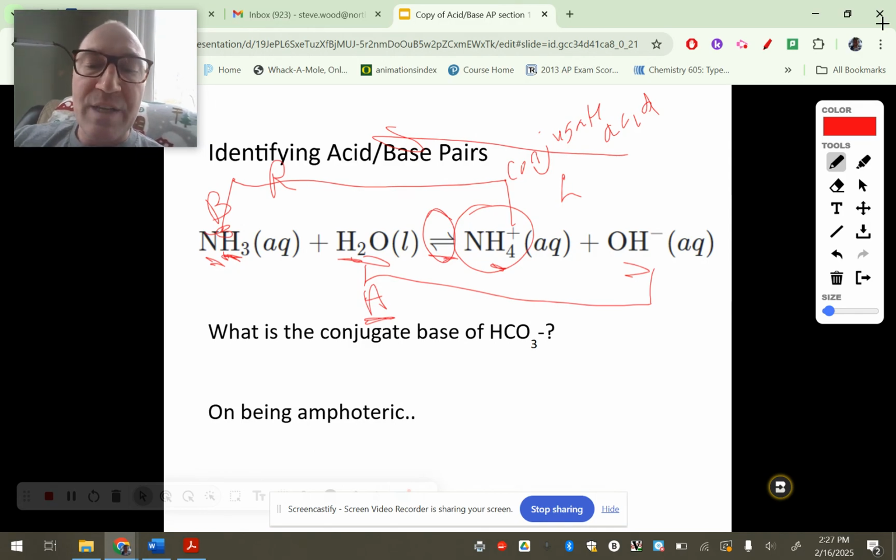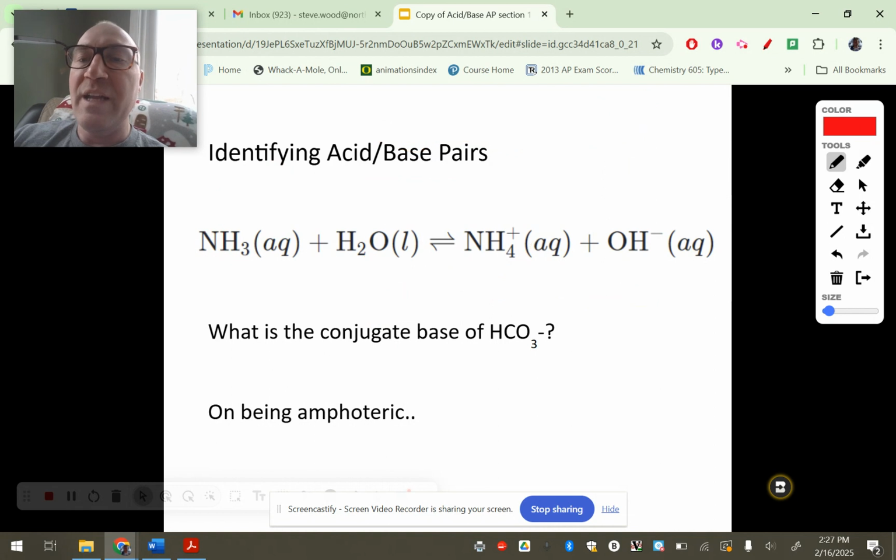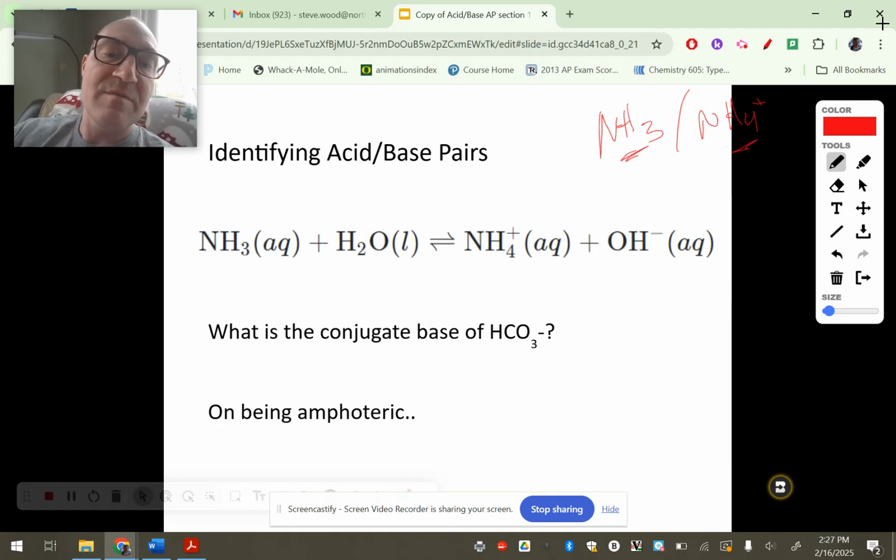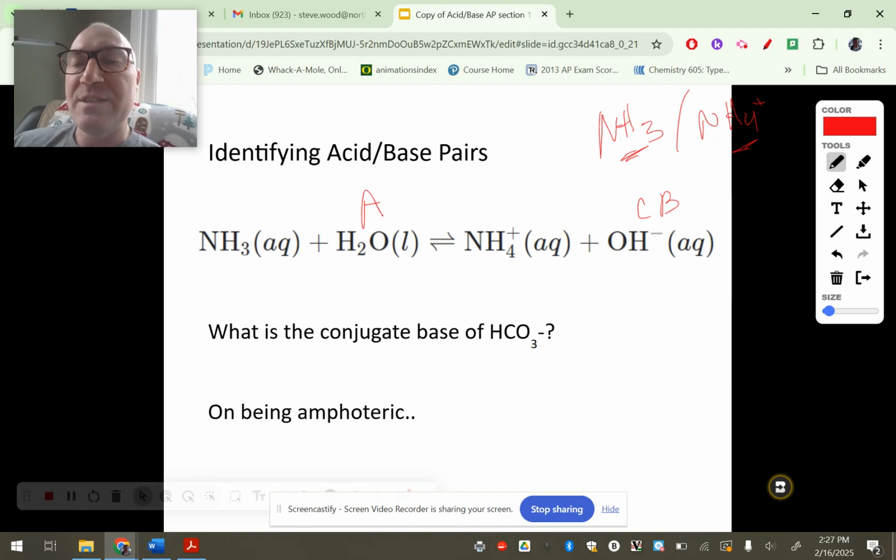So NH3, I'm going to write it over here. Hang on. NH3 is the base. Its conjugate acid would be NH4 plus. So base, conjugate acid. And likewise, this is my acid. Remember, it loses one, and this is its conjugate base. So we'll often label it as Cb.